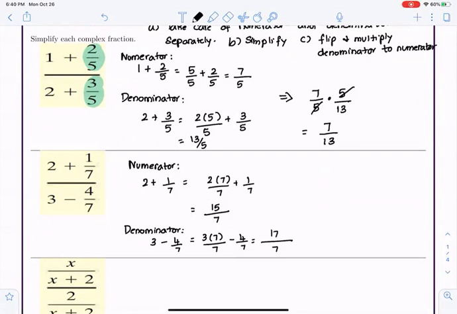And the last step is to take the numerator, flip the denominator and multiply. If I flip 17 over 7, it would become 7 over 17. The 7s would go away and I'll have 15 over 17.